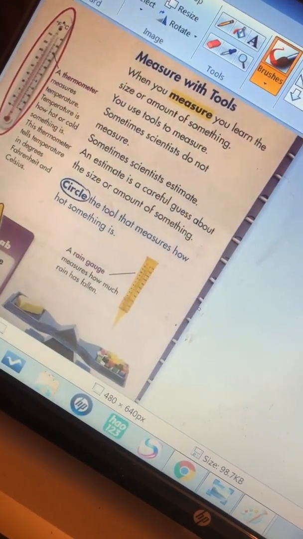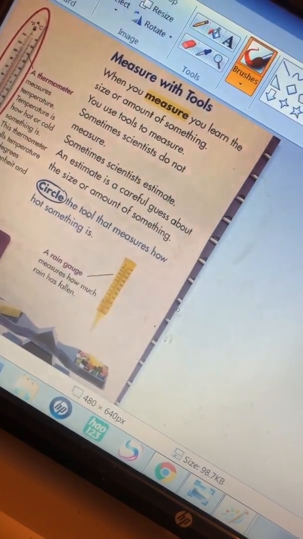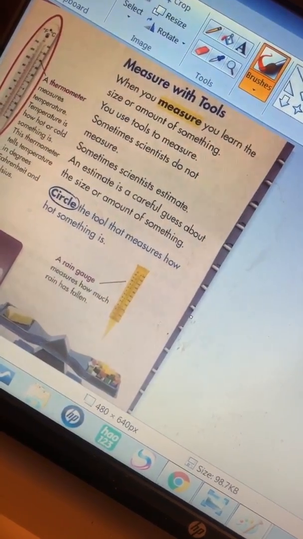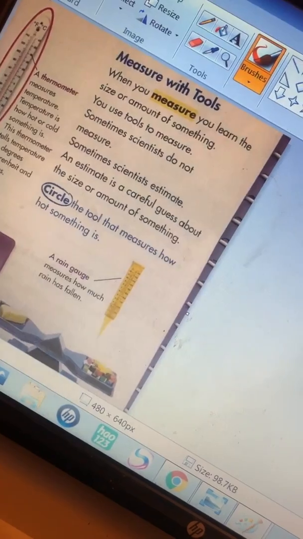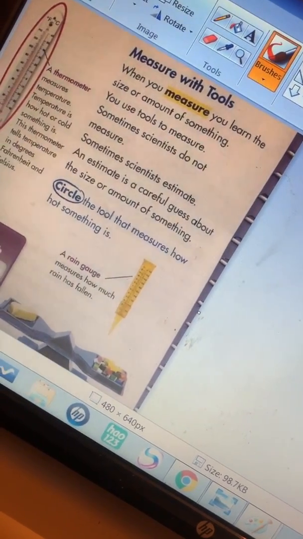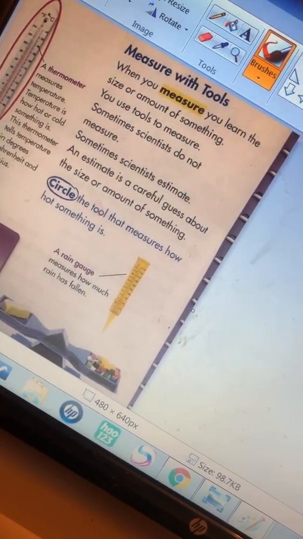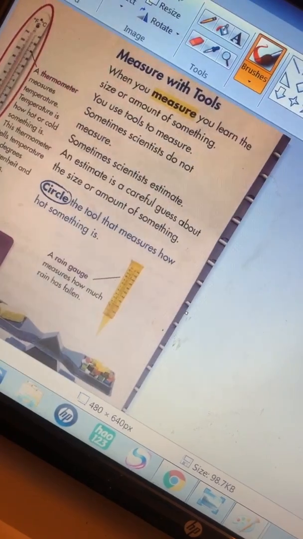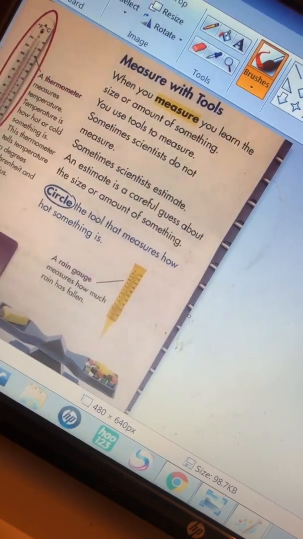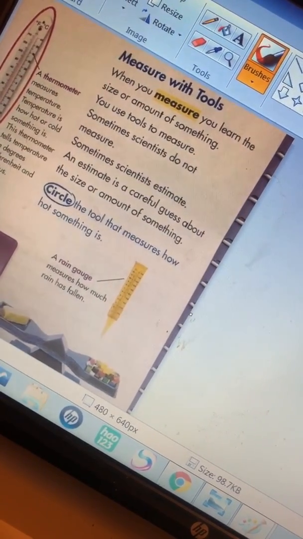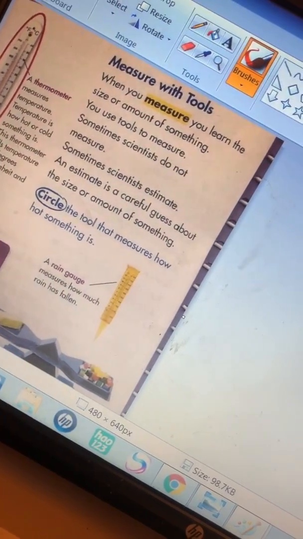When they guess, they are so near to the reality, to the real result. When they estimate, they can be so near to the real result of the size. So scientists sometimes don't measure, they just estimate, and estimate means a careful guess. They just guess carefully. They can be so near or so close to the real result just by estimation.